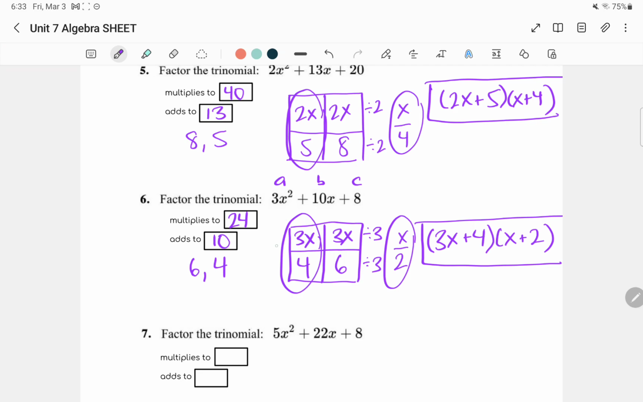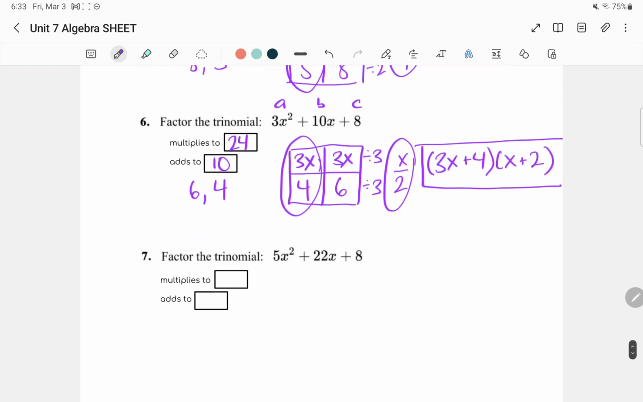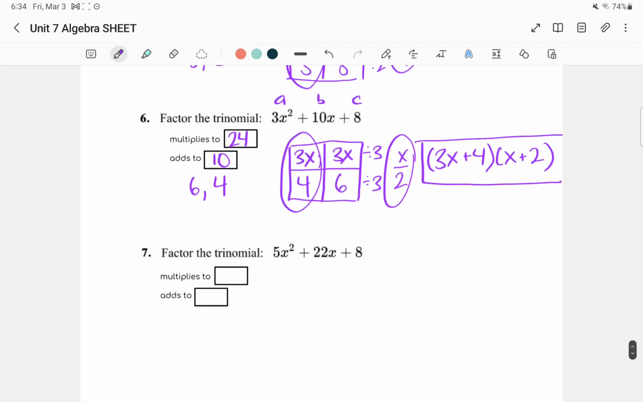So what you are circling goes inside. I hope that we can get the hang of this. What I'm circling, the top goes in the first spot, the bottom goes in the second spot. Then my second set of parentheses, the top goes in the first spot and the bottom goes in the second spot. All right, and then last one is number 7.